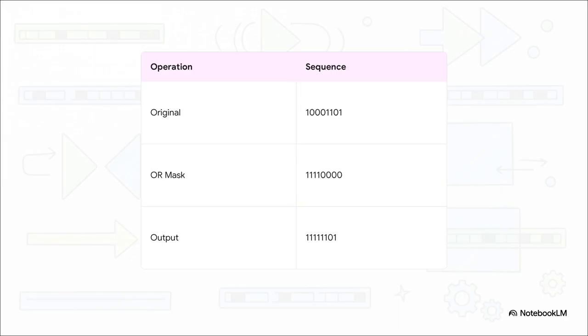Now let's contrast that with an OR mask. Here, we're doing a bitwise OR operation. With OR, only one of the inputs has to be a 1 for the output to be 1.